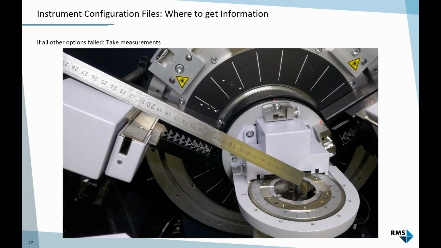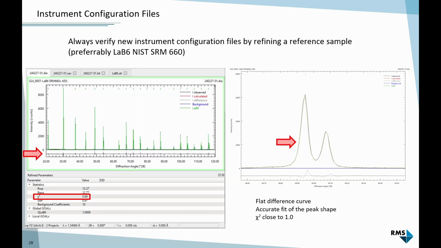And then after we started the calculation of the profile, which takes a few minutes, I think it's always very important to verify it by running a refinement of a reference sample. And I recommend the lanthanum hexaboride, the NIST SRM660 sample, because it's a very ideal sample to verify the peak shape. And you should get a chi-square parameter of close to 1 and a very nice description of the peak shape. And if that's what you get, your instrument configuration is very good and can be used.